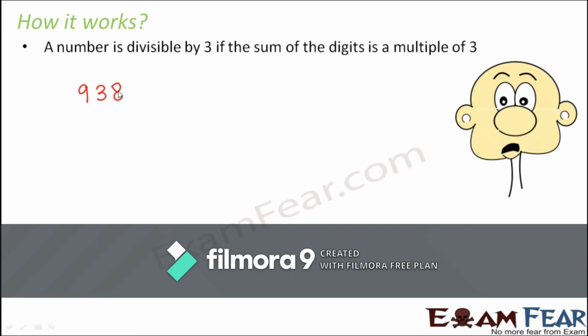Let us say we have a number 938 and we have to tell whether 938 is divisible by 3 or not. Now looking at this number, you can say that 8 is at the units place, 3 is at the tens place and 9 is at the hundreds place. Right? Now if I ask you to expand this number, will you be able to do that? Of course, because 9 is at hundreds place, so 9 into 100 plus 3 is at the tens place, so 3 into 10 plus 8 is at the ones place, so 8 into 1. This is how we expand numbers, right? We have learned it in our previous chapters. So we expanded the number.